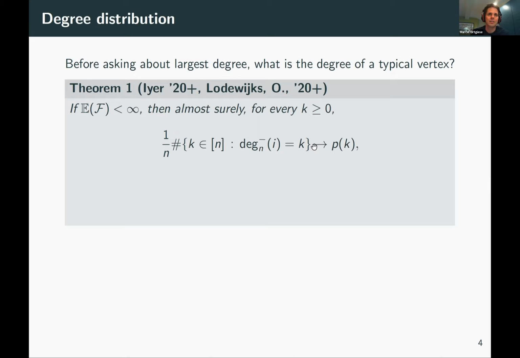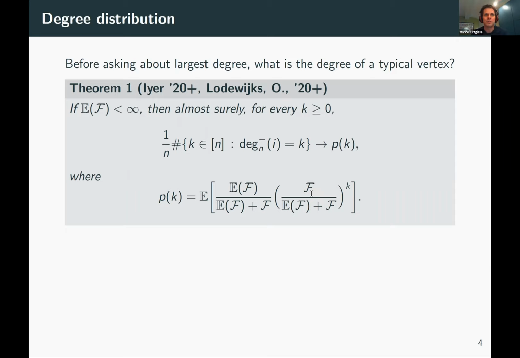In this case, you can write the p of k as a geometric distribution where you randomly choose the parameter to be, depending on how you choose your parameters, f divided by the expectation plus f. And so there's an explicit formula for the degree distribution. And it obviously depends on the distribution of the weights.